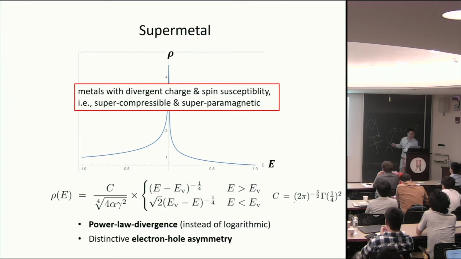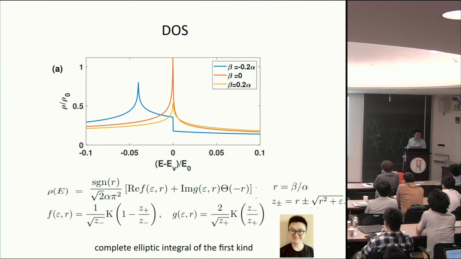Also, another way to think about it is that metals have finite charge susceptibility and spin susceptibility. But if you have a divergent density of states, it also means that the charge compressibility is infinite and the spin susceptibility is infinite. In that sense, this is super compressible. It's also super paramagnetic. So that's why I call it supermetal. Anyway, leaving names aside.